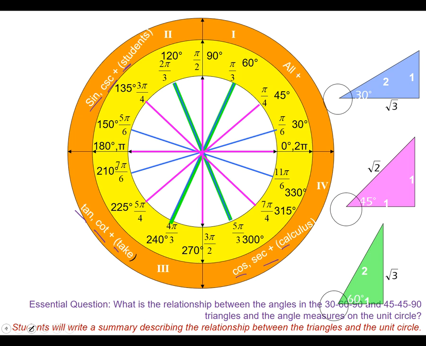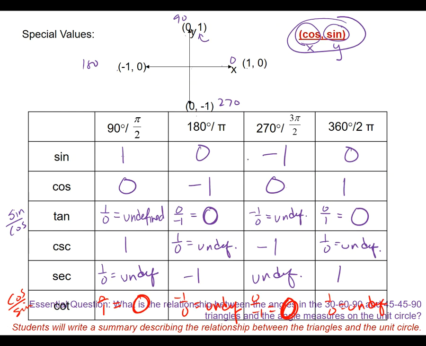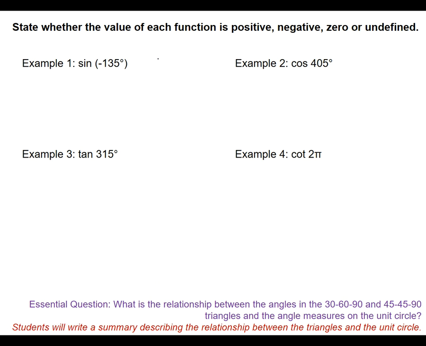Okay, so we're going to use that orange ring to answer the next few questions. We're going to use that orange ring and we're going to use our chart. If you hit one of the ones that's on the axes, you're going to go to the chart. If we hit anything else, we're going to use the orange ring. All the question is asking us is to decide if it's positive, negative, 0, or undefined. So, where's the first one they give us?